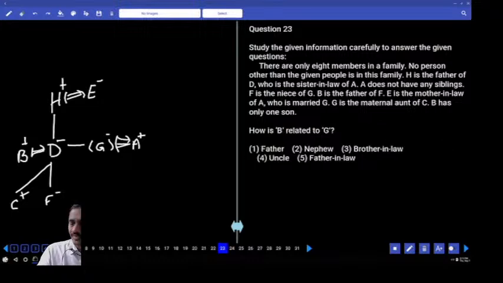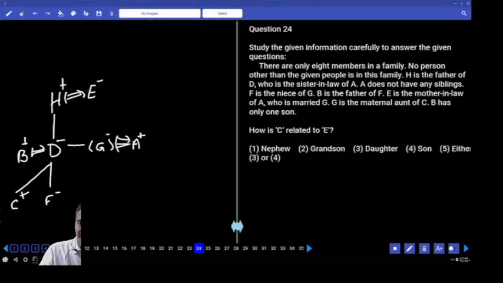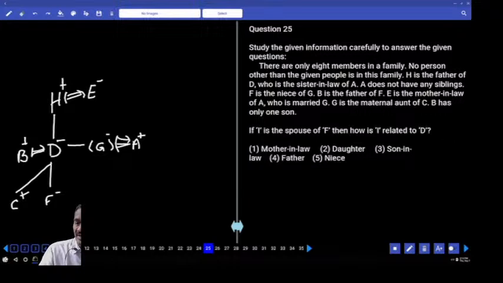Then 23rd, how is B related to Z? Now G is sister's husband, brother-in-law, choice 3. Then 24, how is C related to E? C is E's daughter's son, grandson, that is choice 2. And if I is the spouse of F, then how is I related to D? D's daughter's husband is son-in-law, choice 3, question number 25.